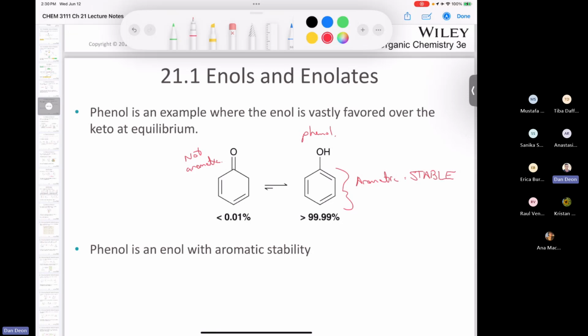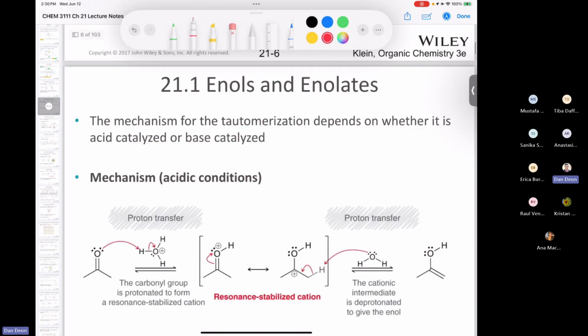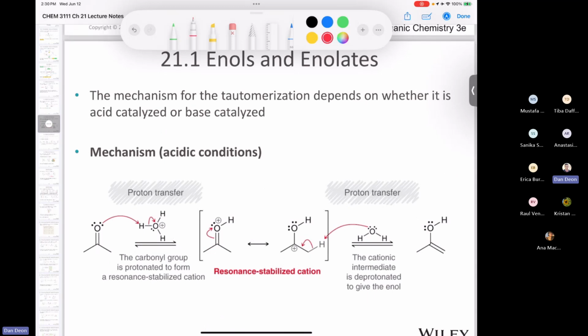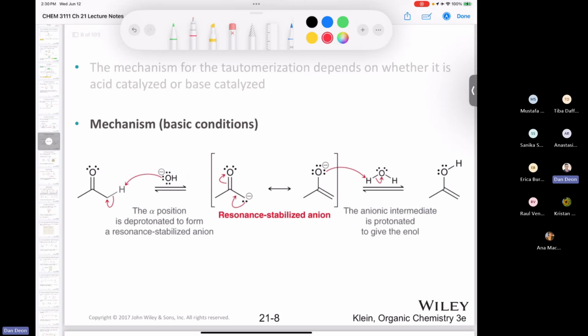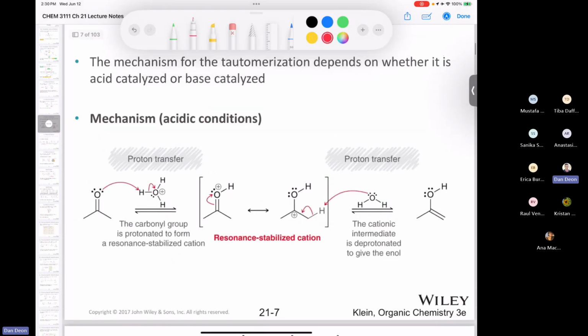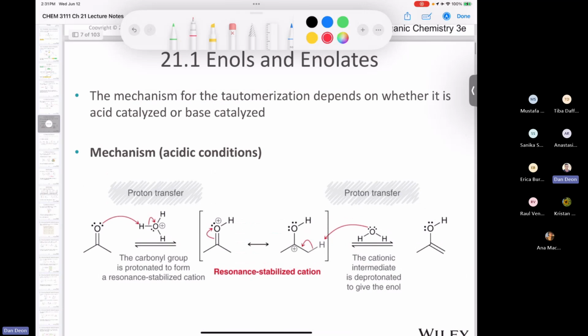Now, one thing I always try to do with my students is tell you which mechanisms you're responsible for, and which ones you will never be asked in this class. Two mechanisms that you're definitely required to know are the acid catalyzed tautomerization, which is shown on this slide, and the base catalyzed tautomerization, which is shown on this slide. Acid and base tautomerization, you have to know these mechanisms. All the organic chemistry students have to learn them. The good news is that they're not long. They're very, very short.